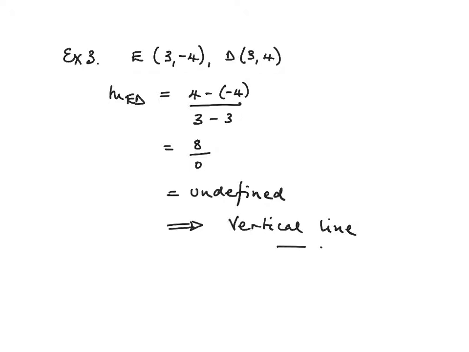And just to finish this one off, I suppose, if you look at the 2 points E and D, you'll see that they have the same x-coordinate, which is to say they have an x-coordinate of 3, and that is the equation of the line.